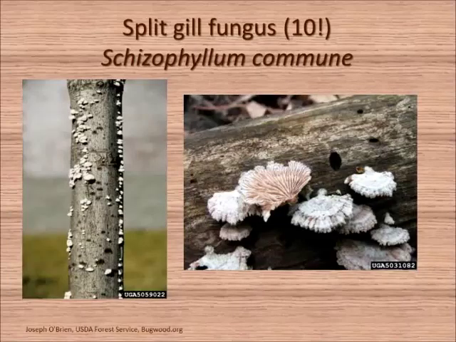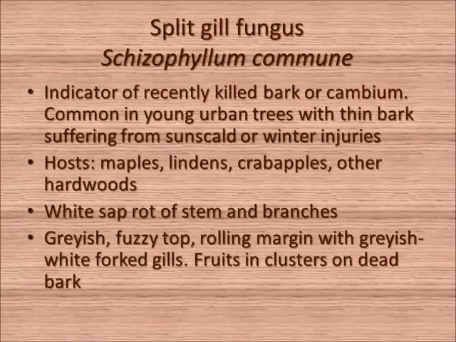And this is the last one, the split gill fungus. I see this a lot in young urban trees that have thin bark, like ironwoods or maples, that are planted in streets, and then the trees get sun-scald in the winter or winter injury, and then you see these fruiting bodies. So it's an indicator of recently killed parts of the bark or cambium. The texture of it is like cardboard paper. It has a lot of hosts, all hardwoods.